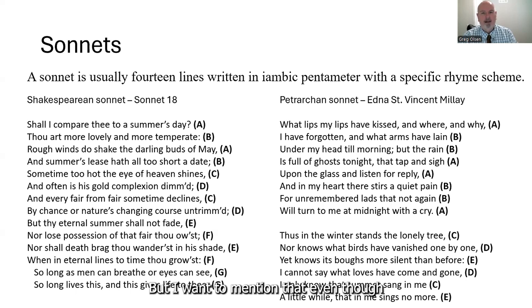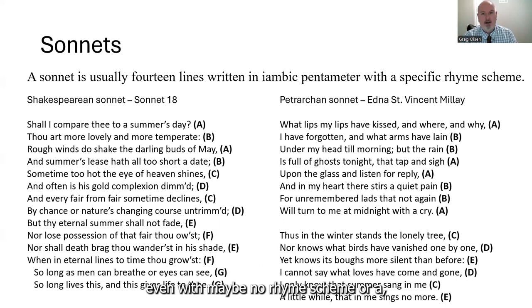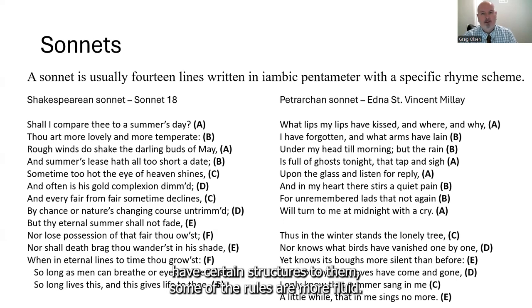But I want to mention that even though we have these rules, sometimes these rules are broken. And usually when the rule is broken, that signifies that there's something going on in the poem. There's a reason why the poet broke the rule. And maybe it's just because they needed to use a certain word and it didn't fit within the iambic pentameter. And so we might see some variations throughout. With modern sonnets, you might even see more variations, even with maybe no rhyme scheme or a totally different rhyme scheme. So know that even though sonnets have certain structures to them, some of the rules are more fluid.